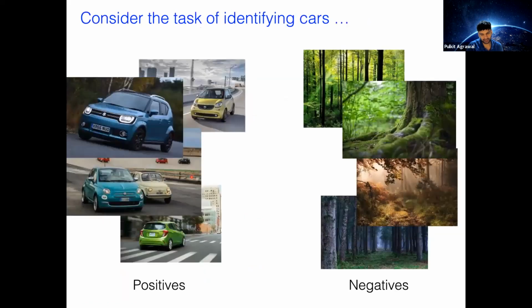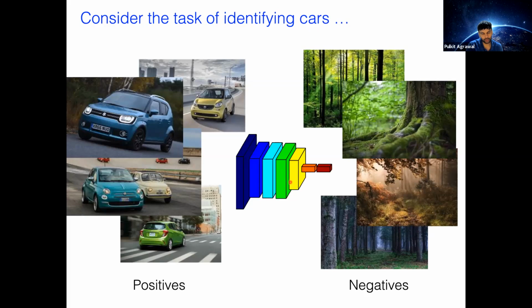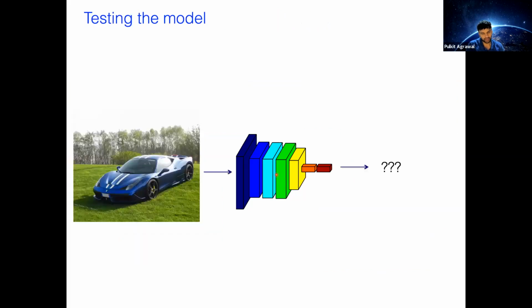So, consider the following task. I want to classify what a car is. So I get these car images, and I get these non-car images. Then we train a neural network to learn how to distinguish cars from non-cars. And now suppose I have this new image and I'm trying to classify if it is a car or not a car.